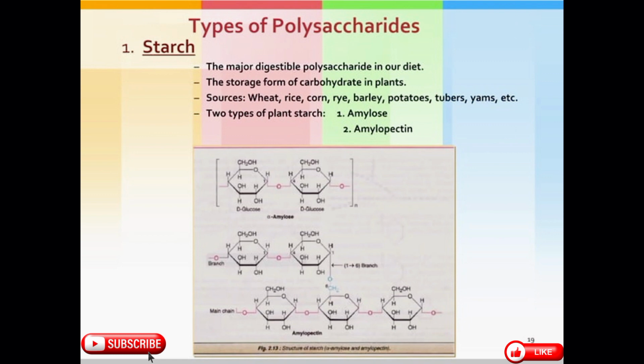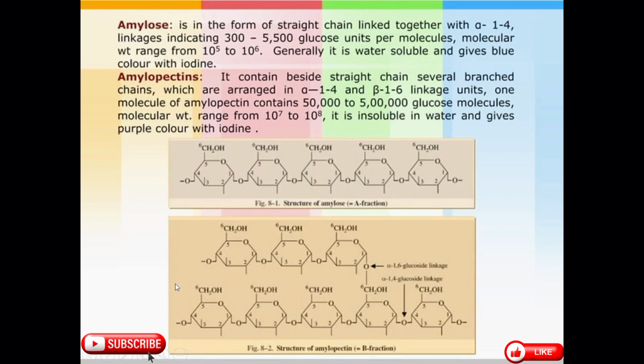Types of polysaccharide: starch. The major digestible polysaccharide in our diet, the storage form of carbohydrate in nature. It is present in wheat, rice, corn, rye, barley, potatoes, tubers, yams, etc. There are two types of plant starch, amylose and amylopectin. Structurally, starch is composed of amylose and amylopectin. Amylose is a non-branched structure while amylopectin is a branched structure. You clearly see here in the diagram.